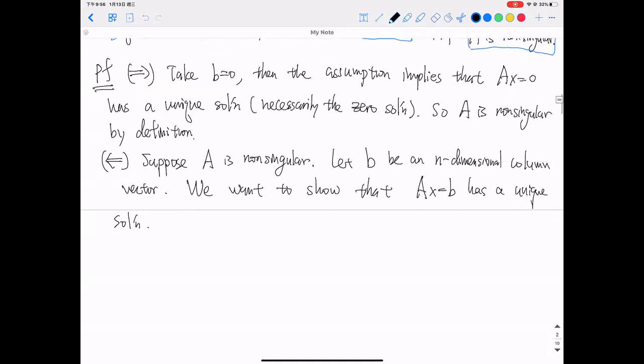There are two things to do. First of all, the system has a solution, then secondly, that solution is unique. So to show that it has a unique solution, we do this in two parts. So there's the existence of solution.